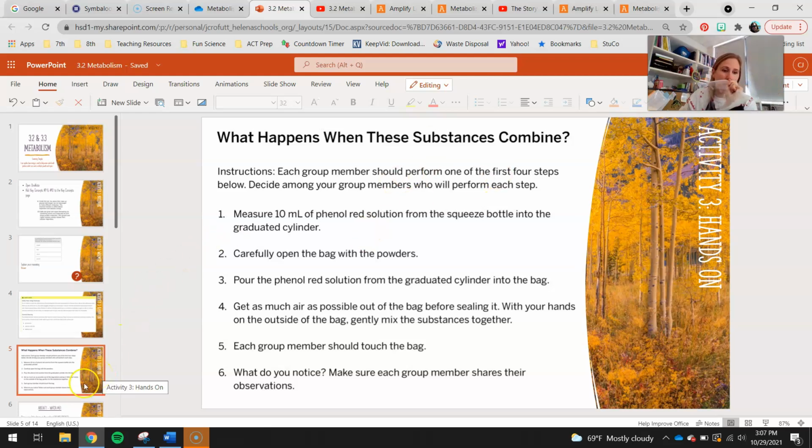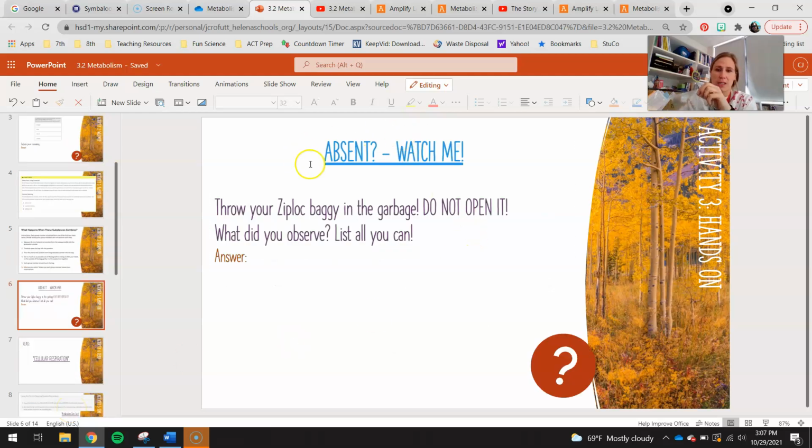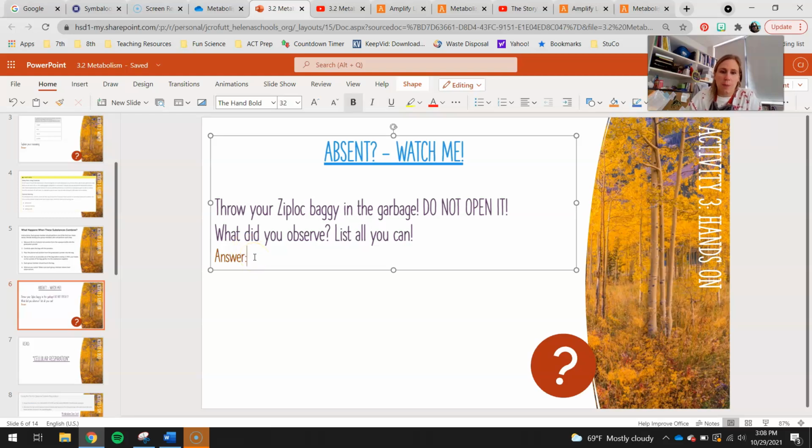So let's go ahead and go on to the next slide. If you are absent, you obviously won't be able to do this. You will watch this video right here, and I'll show you what happens with this. Once you are done, you will answer what your observations were, listing all that you can observe. Then, without opening your baggie, throw it directly into the garbage and put your goggles up once your stuff is thrown away. Go ahead, guest teacher, you can pause this video right now and let the kids complete activity 3. So go ahead and turn your computers around and pause this video.